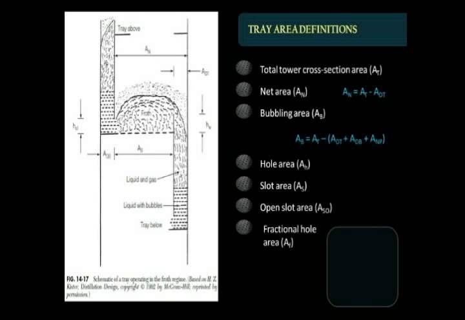The slot area is normally the smallest area available for vapor flow on a valve tray. The open slot area is the slot area when all valves are open. The fractional hole area is the ratio of hole area to bubbling area for sieve trays, and the ratio of slot area to the bubbling area for valve trays.